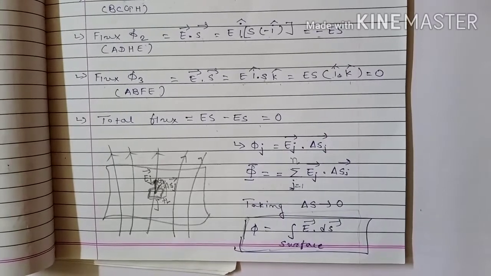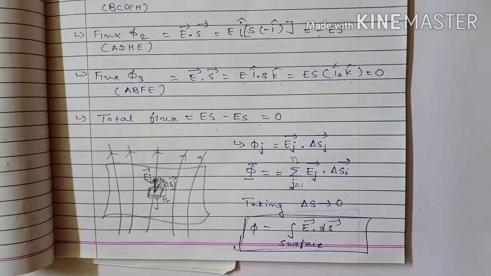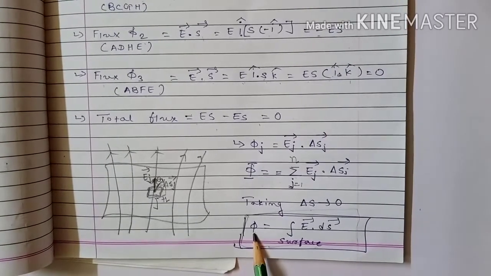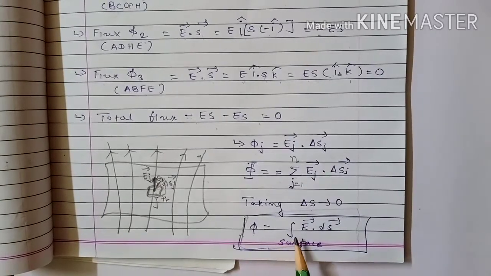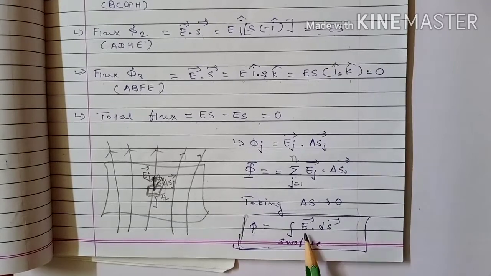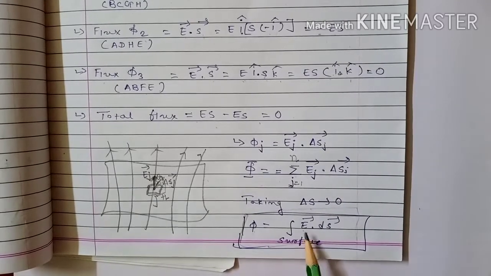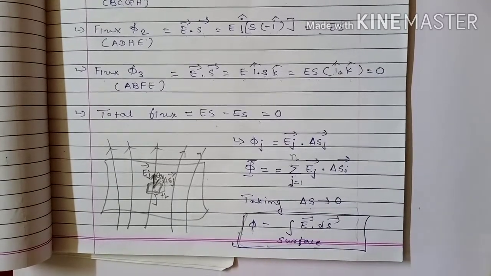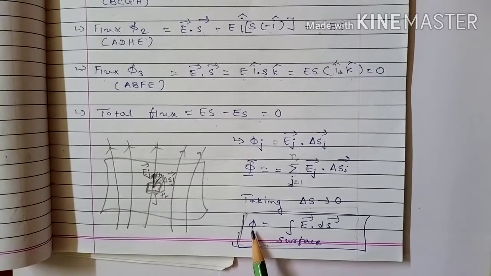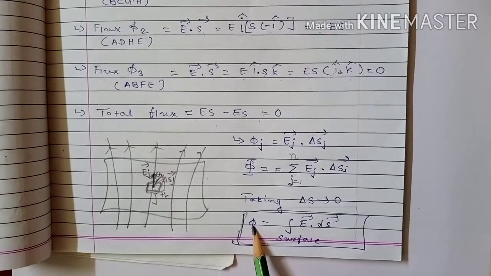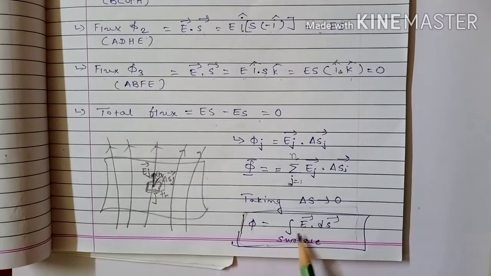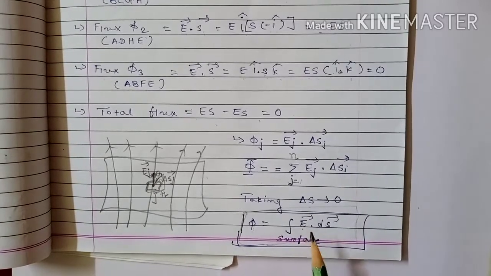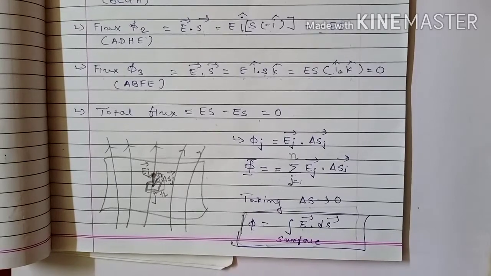So if we have to define electric flux, how can we define it? Electric flux for any surface is the surface integration of electric field over the given surface. Once again I am repeating the definition: electric flux for any surface is the surface integration of electric field over the given surface.